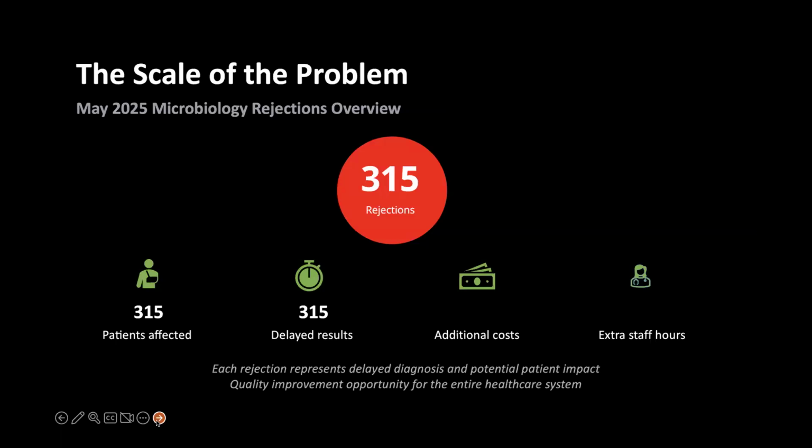So when we look at the data from our own lab recently, the trends remain fairly consistent from month to month. Fluctuations tend to occur only during new staff intake or rotation of junior doctors or other clinicians. If we take May as an example, we had 315 specimen rejections, and that obviously means 315 delayed results, along with additional costs and wasted staff hours. You can move on to the next one.